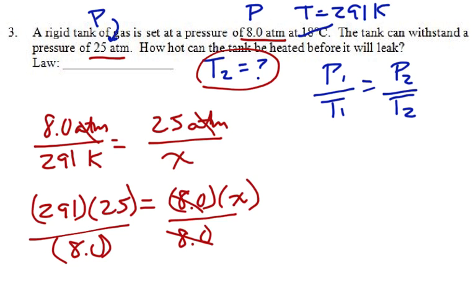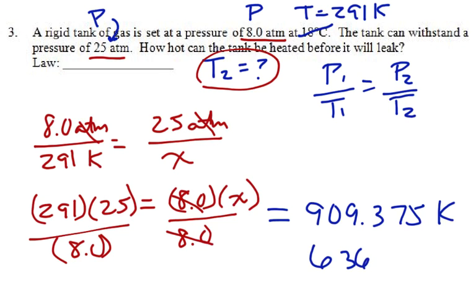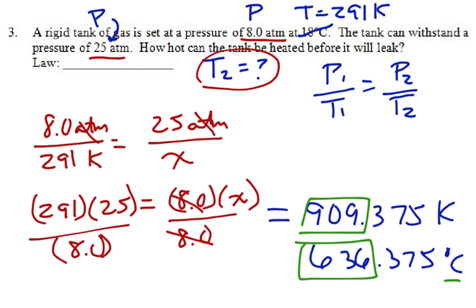For this problem, I get an answer of 909.375, and this is Kelvin. Now, if I want to give it back in Celsius, I subtract 273, and I get 636.375 degrees Celsius. And I would round that off to say 909 Kelvin and 363 Celsius.